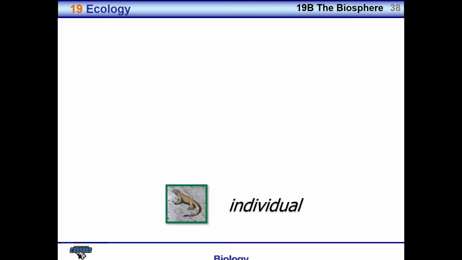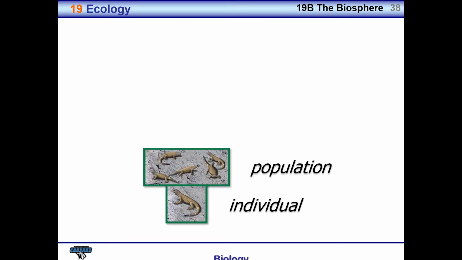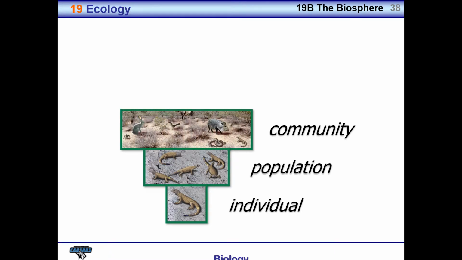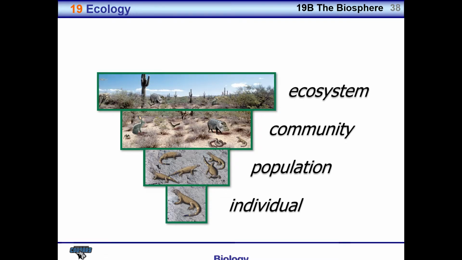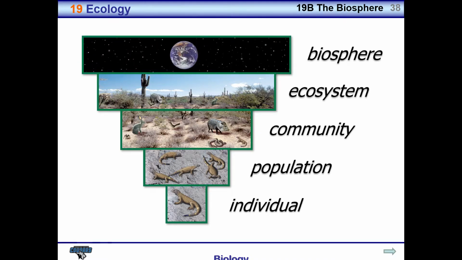Let's begin talking about our biosphere. In order to begin talking about this, we need to begin at where it fits in the different levels of living things. So let's begin with the individual. This individual fits within a population of that same organism. All that population, along with other populations of animals, make up a community. And then all these different communities make up an ecosystem. And then all the different ecosystems of the world make up our biosphere.